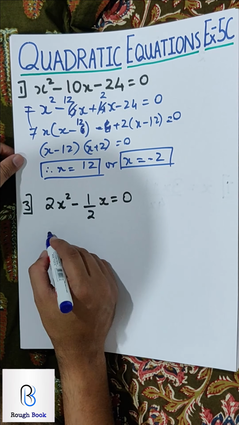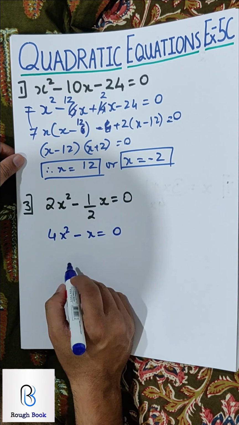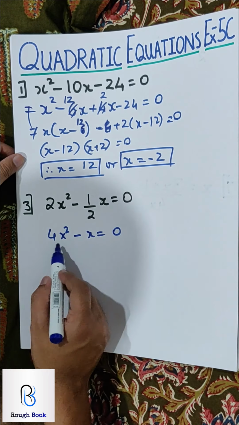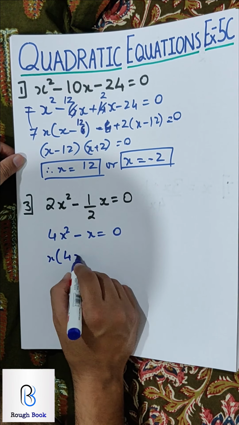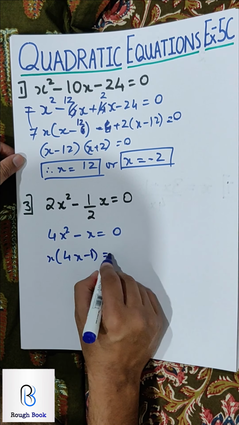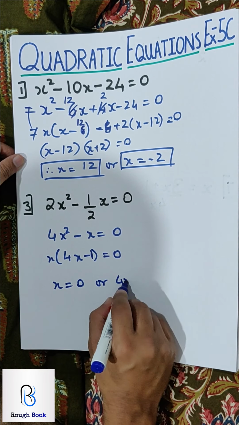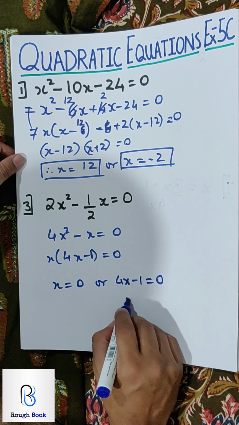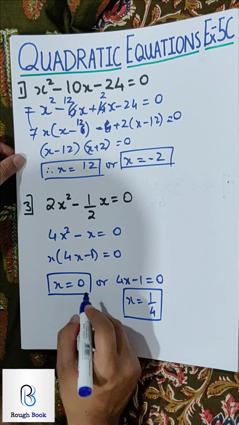Pause the video, go ahead. 4x square, taking the LCM, minus x equals 0. Now this I can take x common straight away and then go ahead. Okay, so x common, so I'll get 4x minus 1 equals 0. So x directly equals to 0 or 4x minus 1 equals to 0. So x becomes 1 by 4. So again I will manage to get two answers.